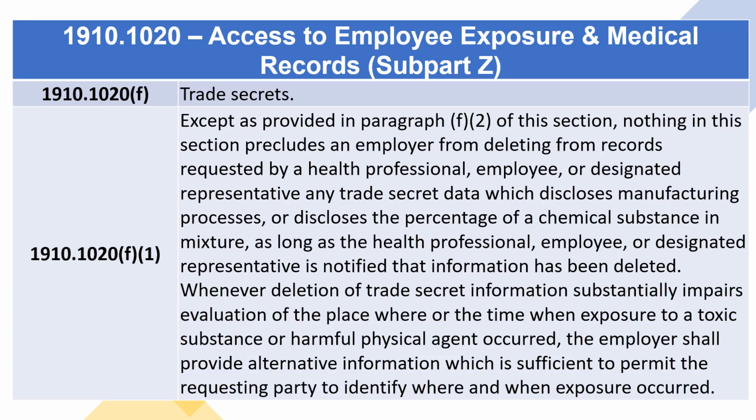1910.1020 F. Trade secrets. 1910.1020 F1, except as provided in paragraph F2 of this section, nothing in this section precludes an employer from deleting from records requested by a health professional, employee, or designated representative any trade secret data which discloses manufacturing processes, or discloses the percentage of a chemical substance in mixture, as long as the health professional, employee, or designated representative is notified that information has been deleted.